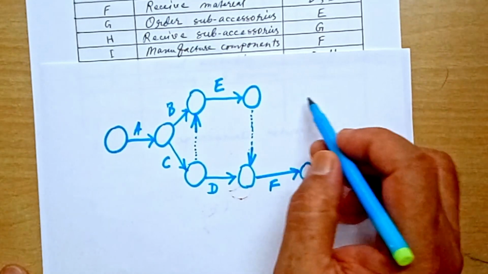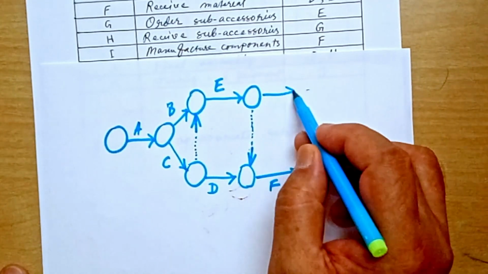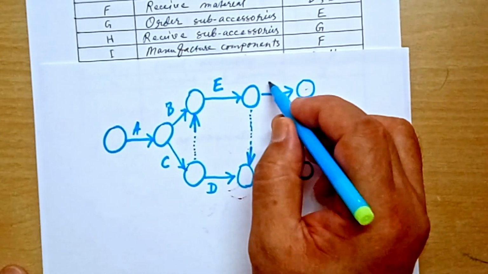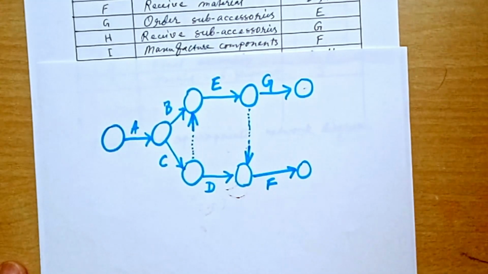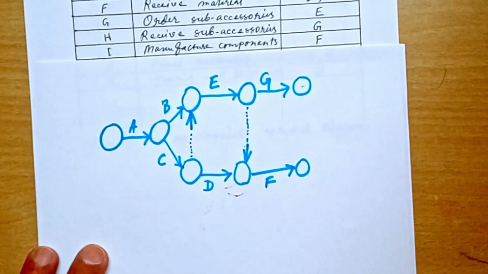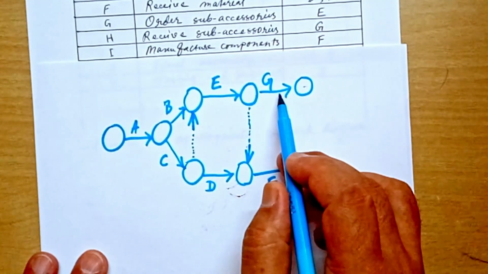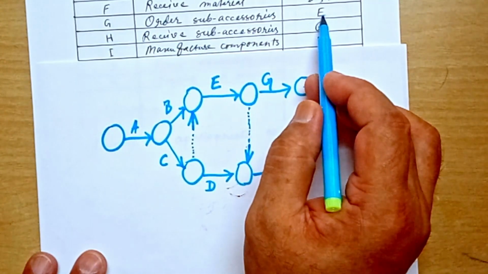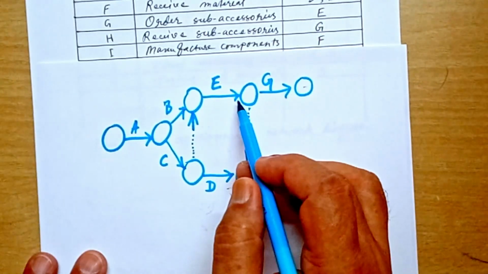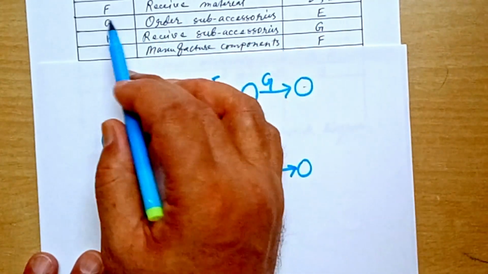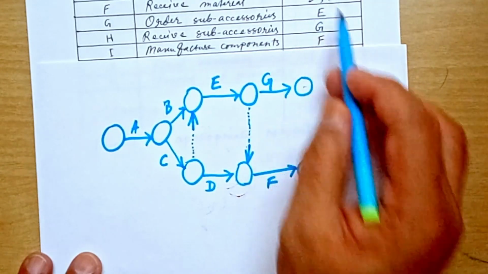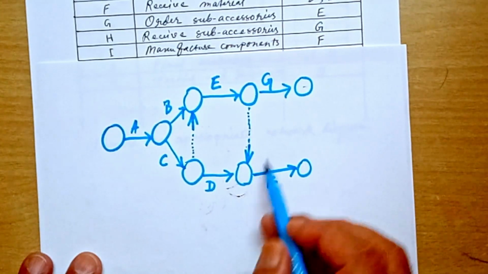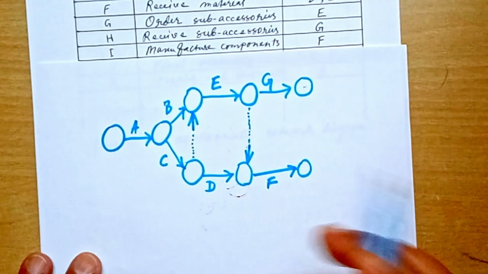So let us see, we have G here. This is G. So this activity G has immediate predecessor E. F has two immediate predecessors: one is D directly and another is E through dummy.